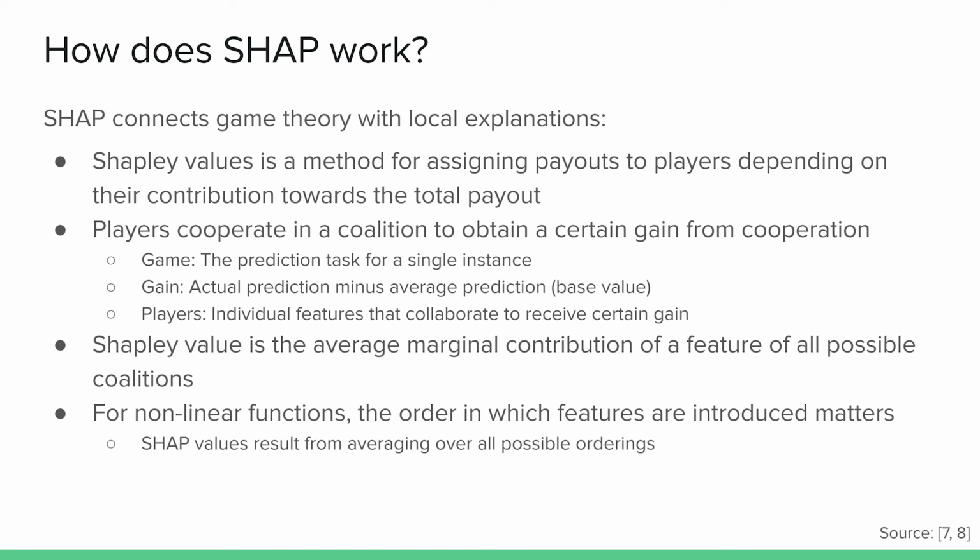So it's a connection between game theory and local explanations in such a way that the Shapley values is a method for assigning payouts to players depending on their contribution towards the total payout, which is exactly what we want here. We want to understand how much each feature, which in our case would be the player, contributes in our game, which is this prediction task. And the gain is the actual prediction minus the average prediction, this base value that we have.